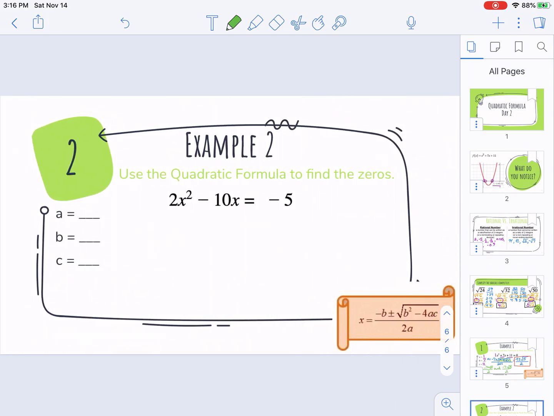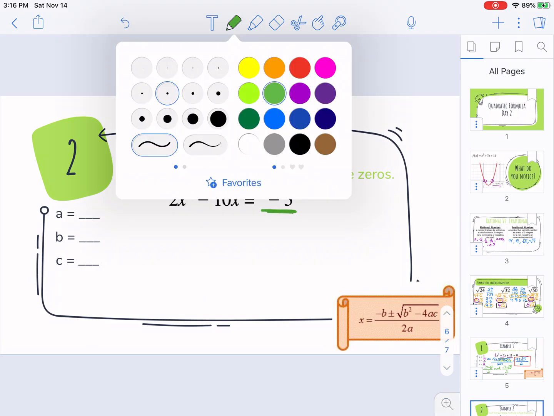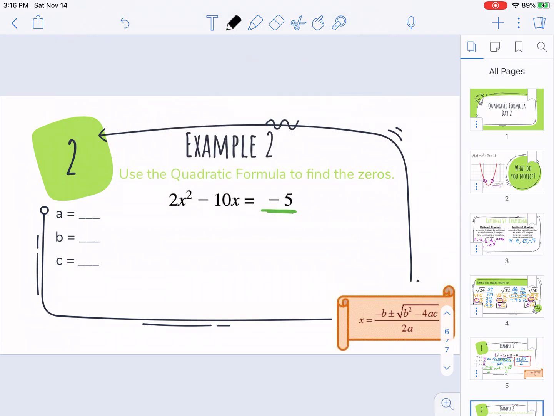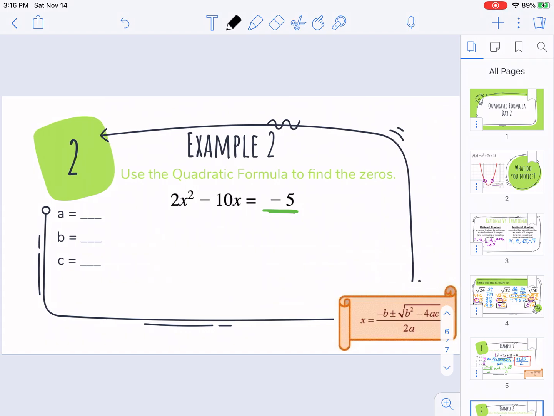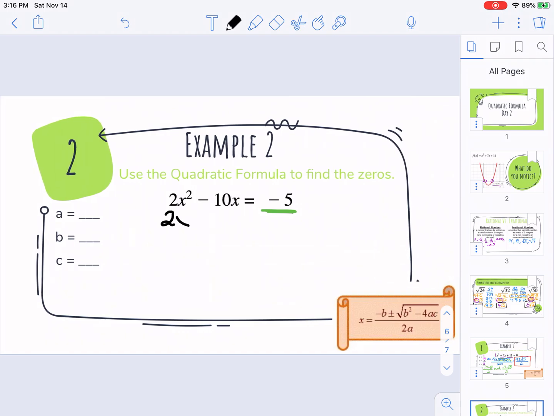Let's try one more. So we have 2x squared minus 10x equals negative 5. Notice that this is not set equal to 0, so we have to move this negative 5 over. We can move it over by just adding it to the other side. So if I rewrite this, I have 2x squared minus 10x plus 5 equals 0. Now I can go ahead and identify my a, b, and c. A is 2, b is negative 10, notice the sign goes with it, and c is a positive 5.